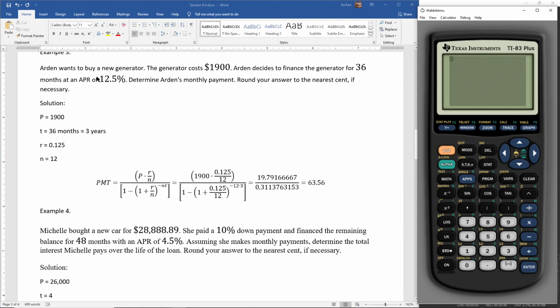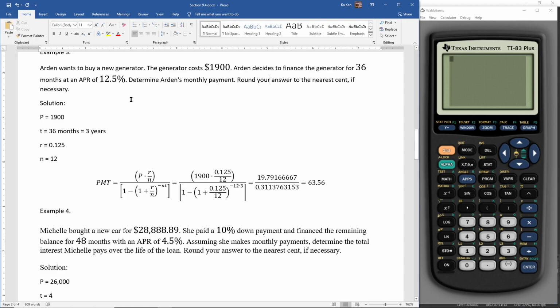So Andre wants to buy a new generator. This generator costs us $1,900. And he decided to finance the generator for 36 months at this APR, at this interest rate. We have to find his monthly payment.